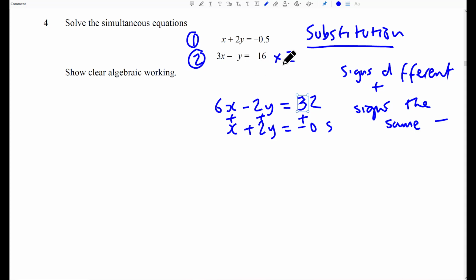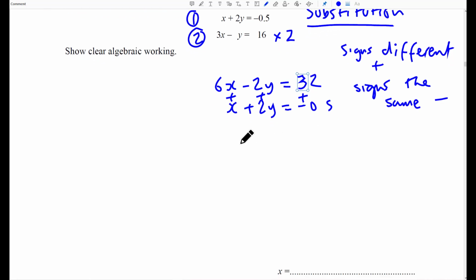Right, so I'm going to multiply this second one by 2 to match the coefficients of y. Now I've written a note here. If the signs are different, then you add them. The minus and plus, the signs are different, you add them together to cancel it out. And if the signs are the same, you subtract. That's just a good little tip for you to get these right. So we're going to add it. That's why I've got the plus signs above.